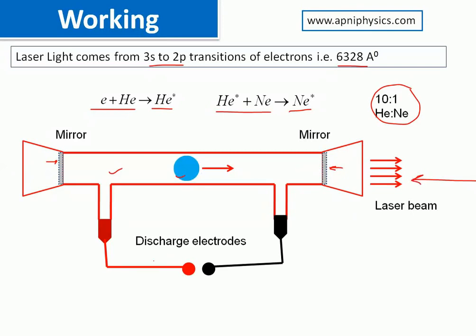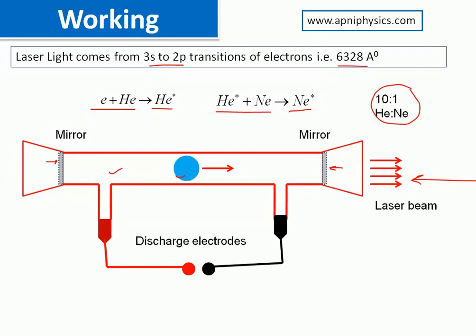So this is the discharge source, and a high potential, as we have discussed earlier, of the order of 1000 volt is applied. When this voltage is applied to the system, electrons accelerate in between. You know that helium and neon are both inert gases, and it is very difficult to excite neon directly into that particular metastable state, so we use helium indirectly in this way.